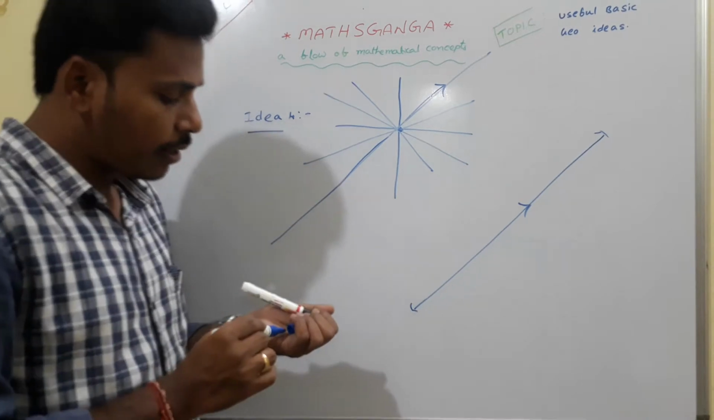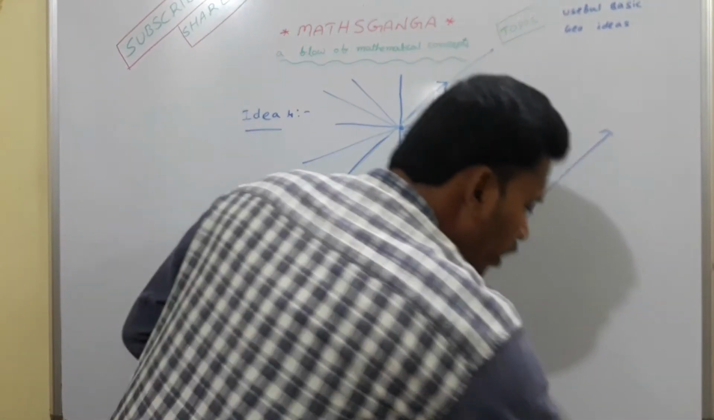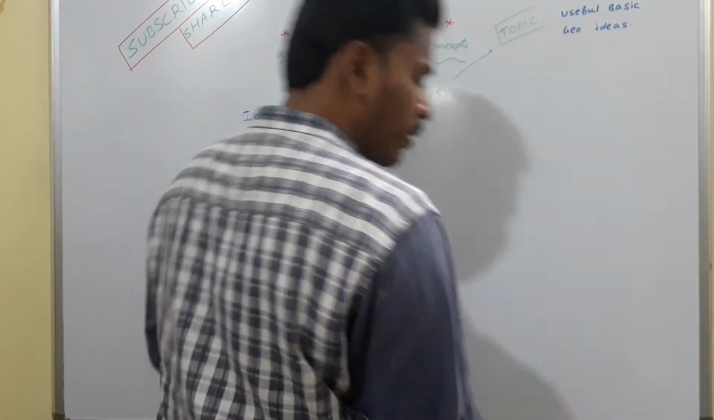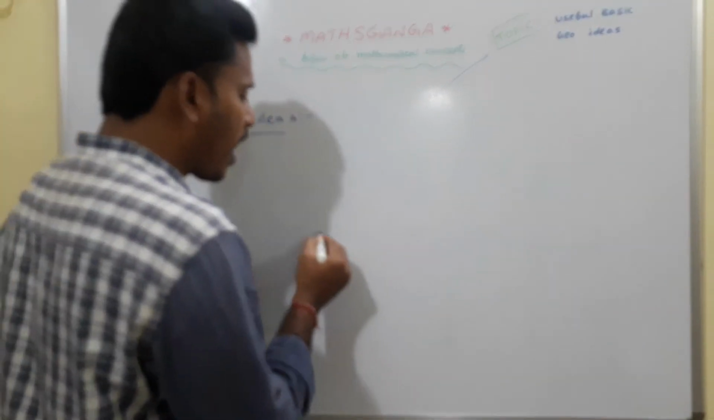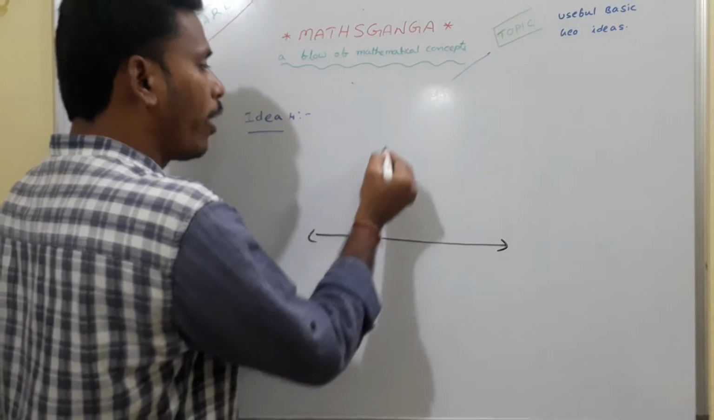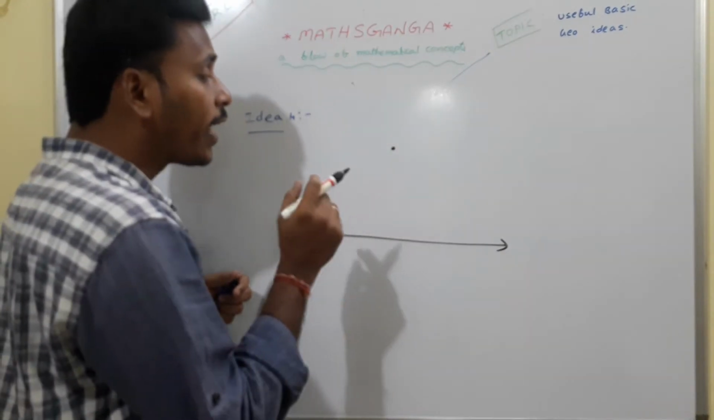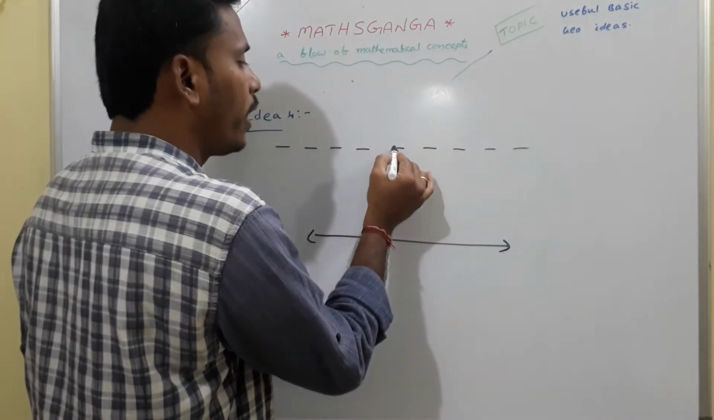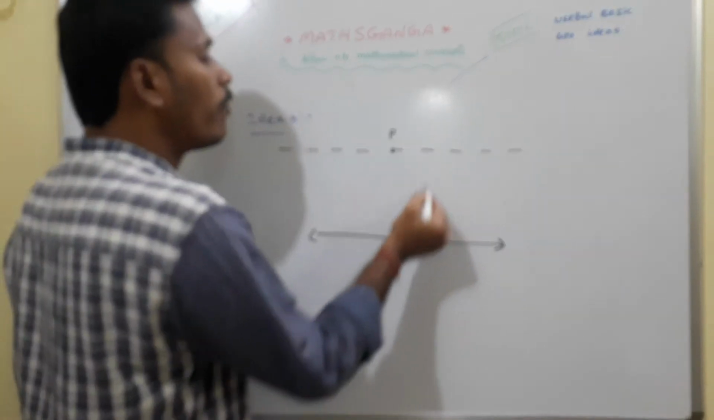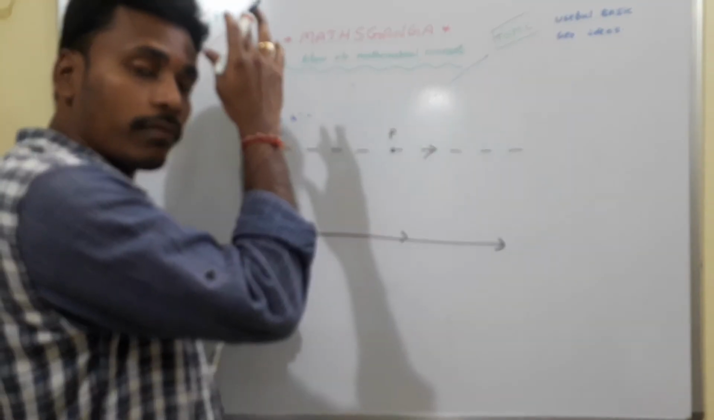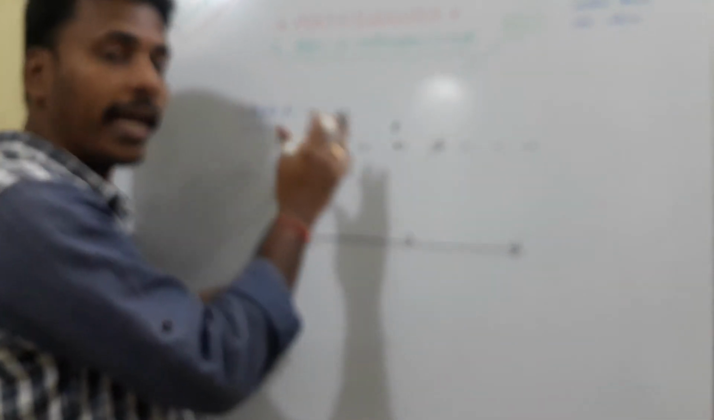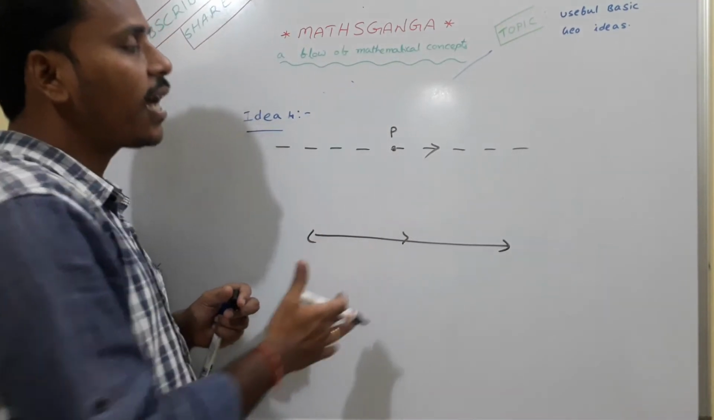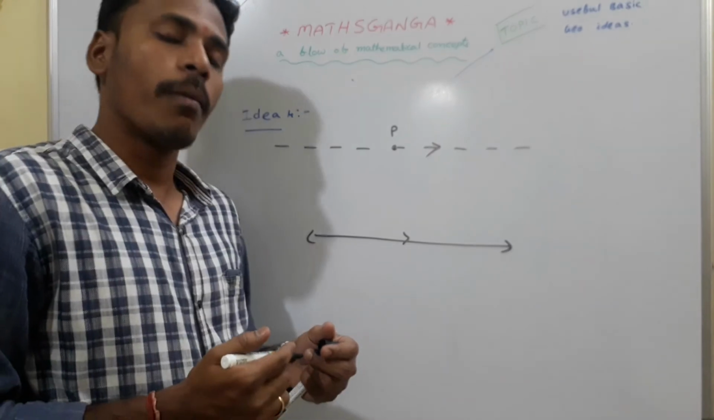So keeping this in mind, we usually construct different lines in many problems. Suppose I have a line here and I have a point here. Surely I can draw a parallel line to the given line through this point. This is idea 4. So surely we can draw one line parallel to the given line through the given point, and this idea is helpful to solve many problems.